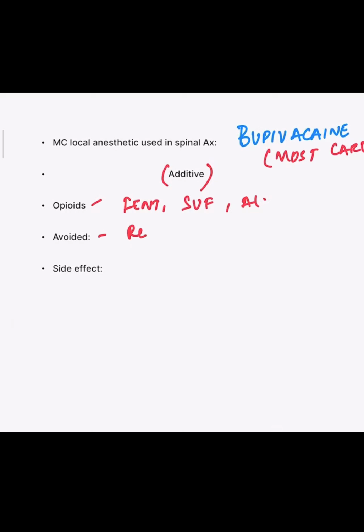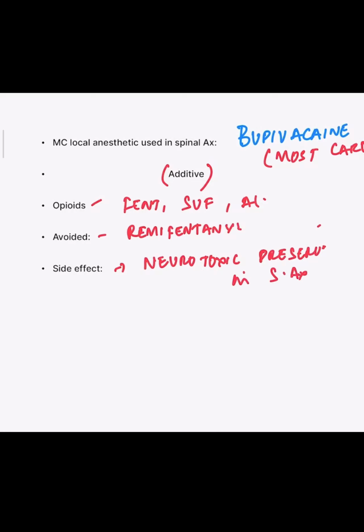But which is the opioid which is commonly avoided in spinal anesthesia, guys? It is remifentanil. Why? Because it contains a neurotoxic preservative. Hence, it is avoided only in spinal anesthesia, not in all. Remifentanil is commonly used for daycare surgeries and all.